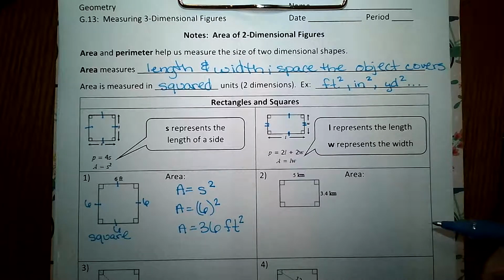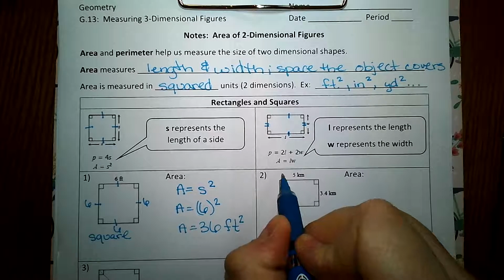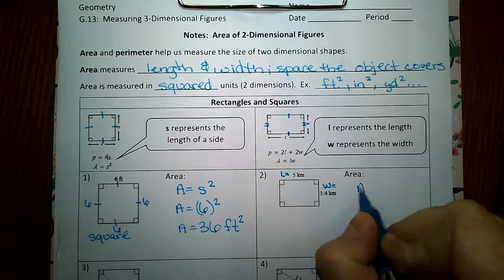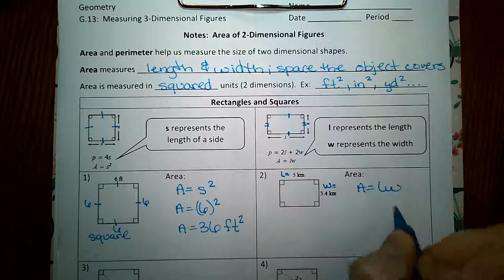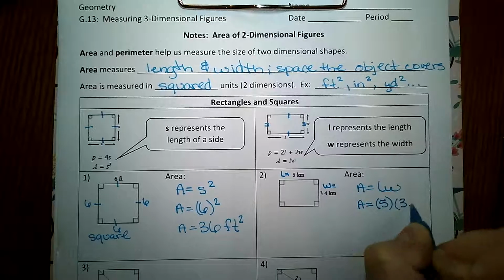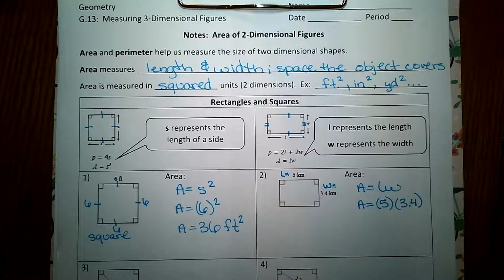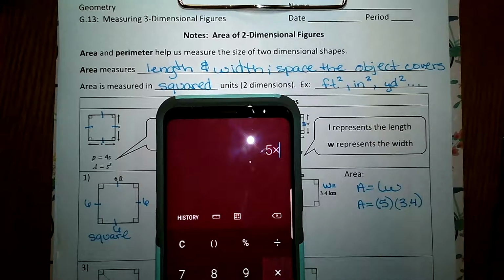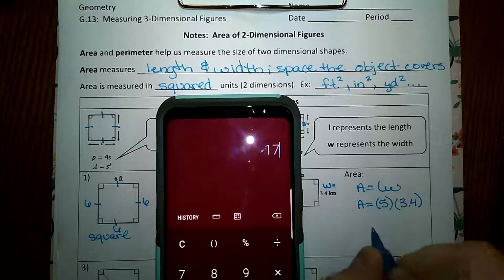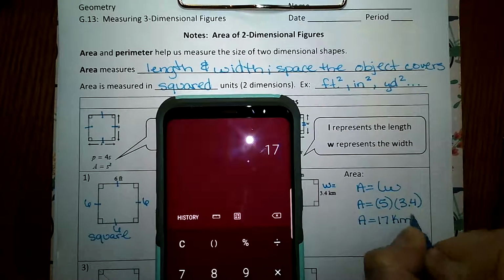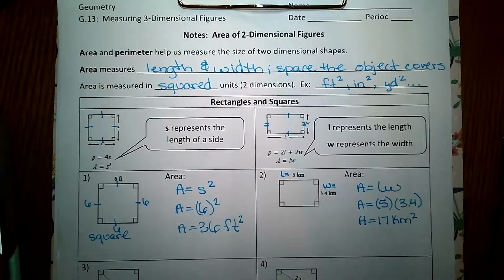So let's practice here with example 2. I would call 5 kilometers the length and 3.4 kilometers the width. So the area is length times width. So if we put everything in the right spot, that'd be 5 for the length and 3.4 for the width. Now this is definitely something we can do on a very basic calculator, so I just have my phone calculator here. 5 times 3.4 is 17. So the area of this rectangle is 17 kilometers squared because we're measuring in square units.